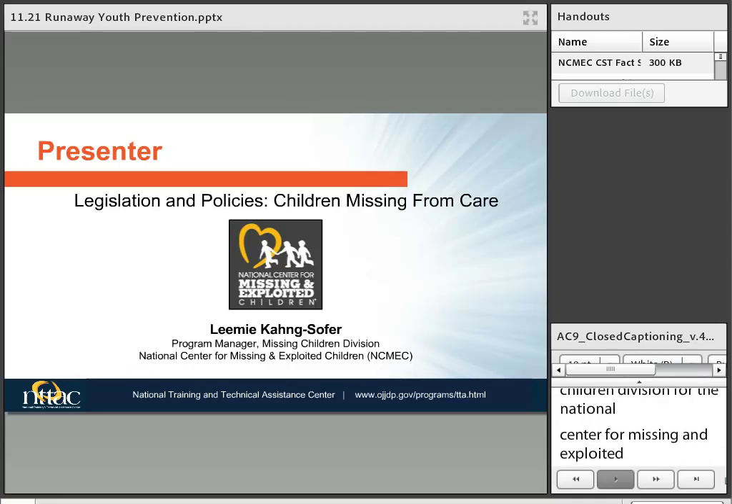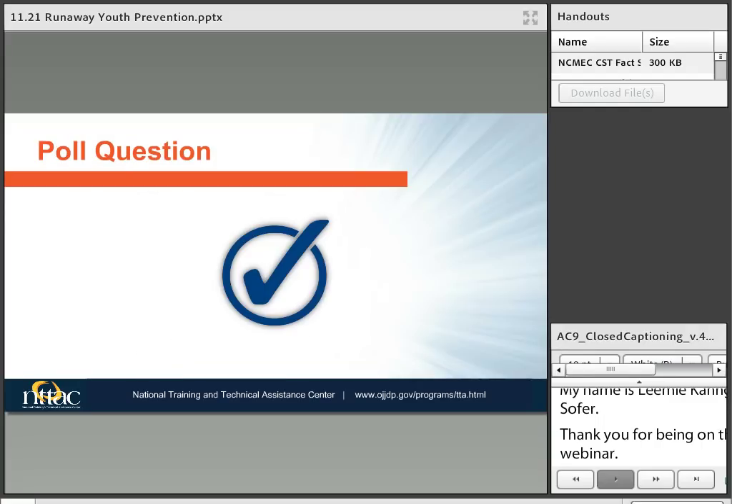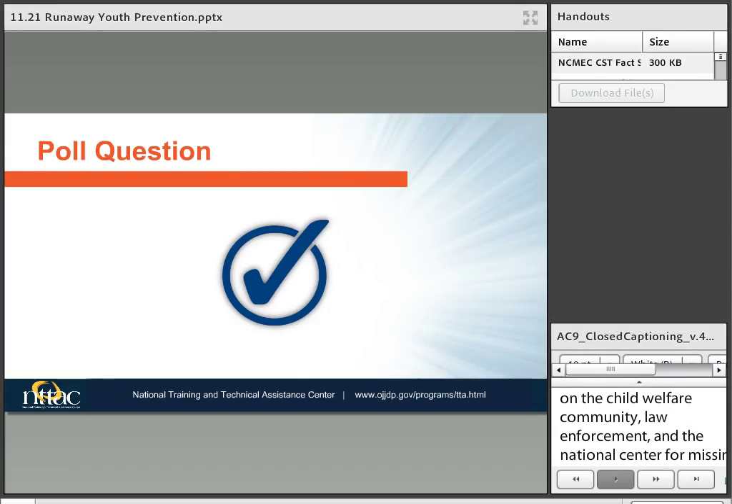So I'm also going to discuss a little bit of the byproduct from that legislation, our role in that mandate, and all in the context of missing and runaway children in care, and also in the context of one of our core missions, which is to find missing children.